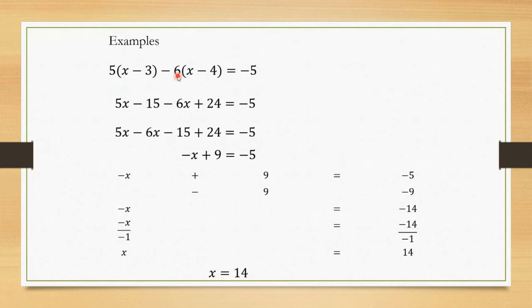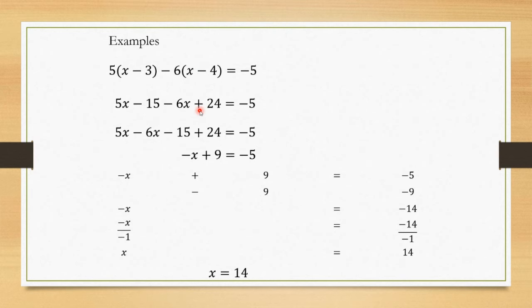Let me say it again. You want to distribute minus 6. That should be easy to see for this one, minus 6x. But for the minus 4 here, that's why I get plus 24. You can't forget the negatives. You can't forget the minus signs.